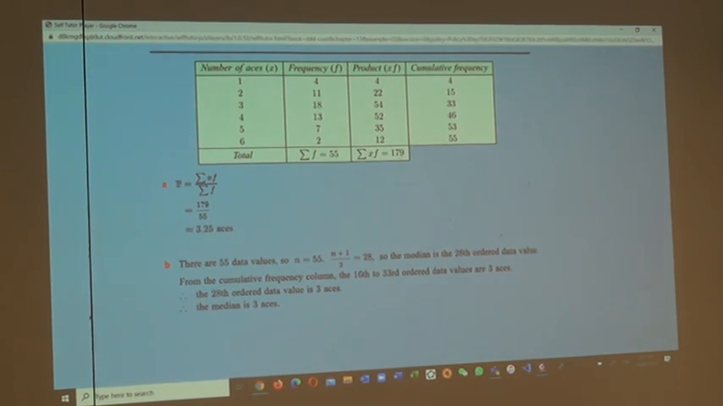The mode is the most frequently occurring data value. Look down the frequency column. The highest frequency is 18. This corresponds to the data value 3, so the mode is 3 aces.